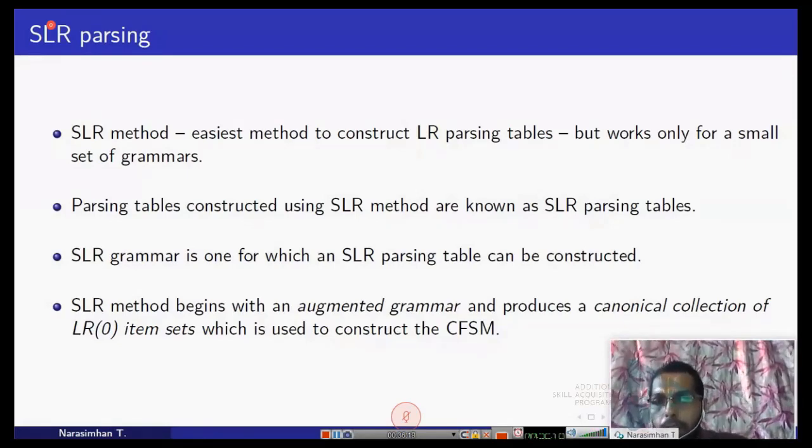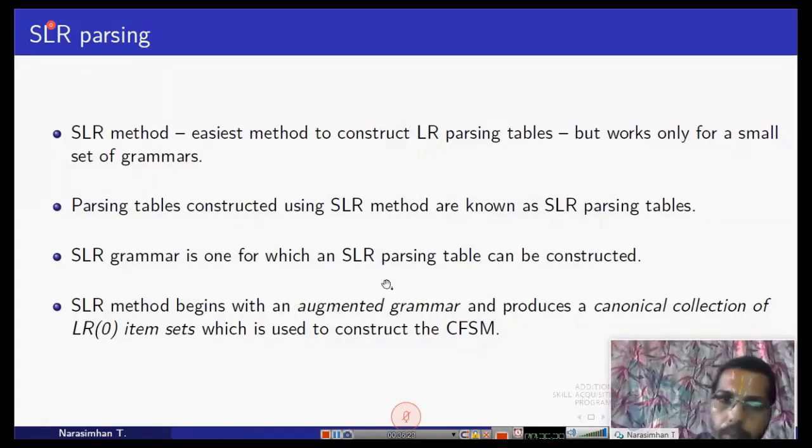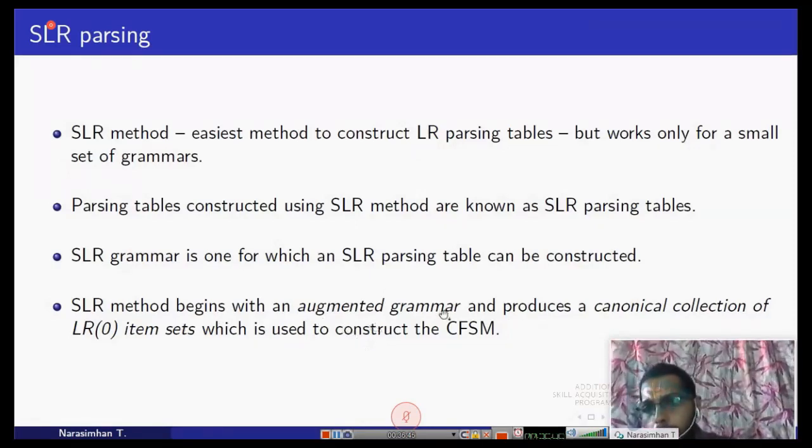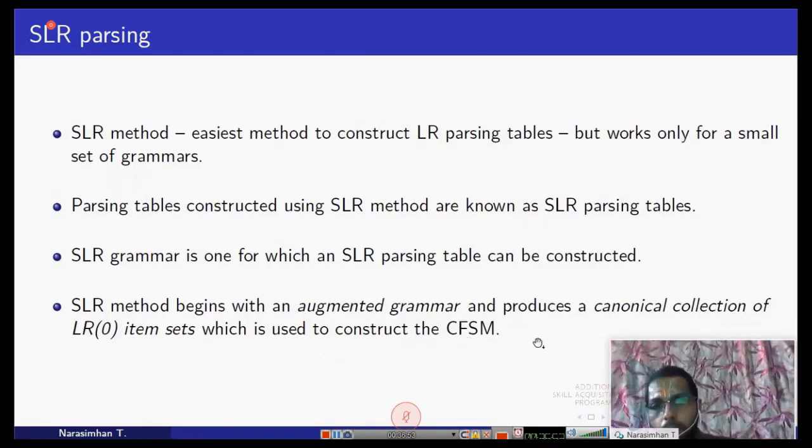The parsing tables constructed using this SLR method are known as SLR parsing tables, and an SLR grammar is one for which you can construct the SLR parsing table. This SLR method begins with an augmented grammar and produces a canonical collection of LR0 item sets, which is then used to construct the CFSM, which will later be translated to the parse table.